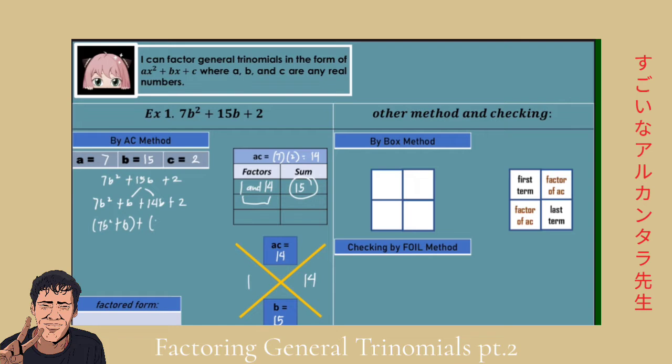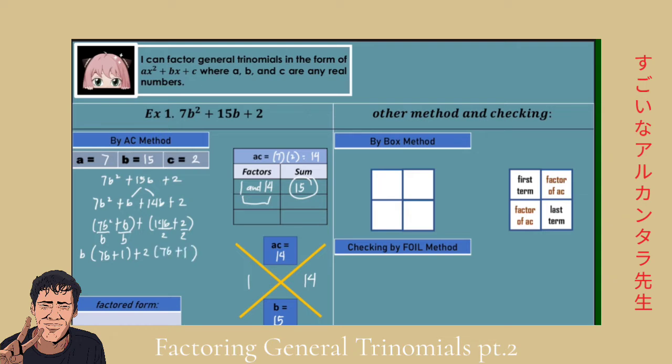And let's also group 14b and 2. Now, if we do this, the first group, the GCF, is the letter b. So we divide each term by the variable b, and you'll get 7b plus 1. Next, you have 14b plus 2. The GCF is positive 2. Divide each term by 2, and you'll get 7b plus 1.